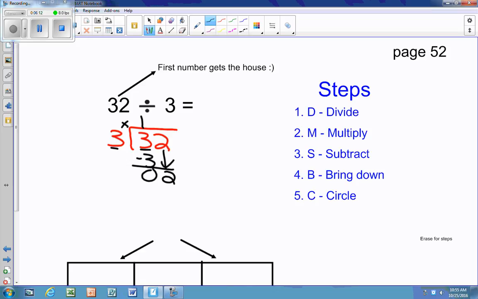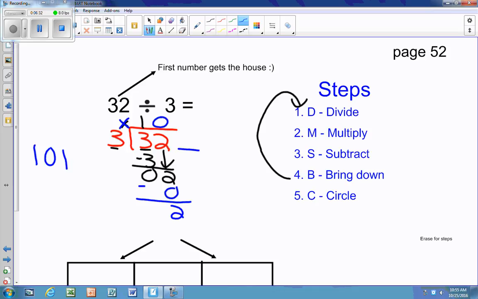Since I did a bring down, I have to go all the way back to the beginning. And when I go all the way back to the beginning, how many times does 3 go into 2? It cannot, so I have to put a 0 there. 0 times 3 is 0. Then I subtract. I have 2. There's nothing to bring down up here. So my answer then becomes 10 remainder 2, or 10 and 2/3.